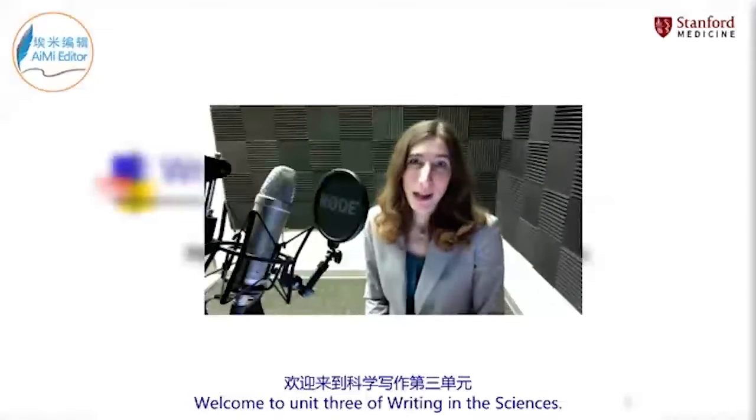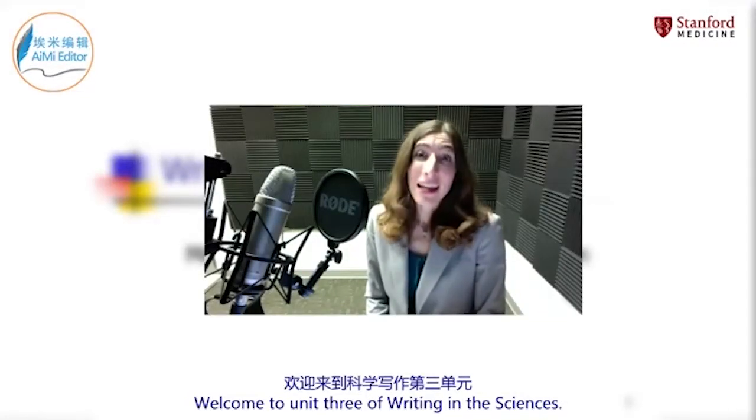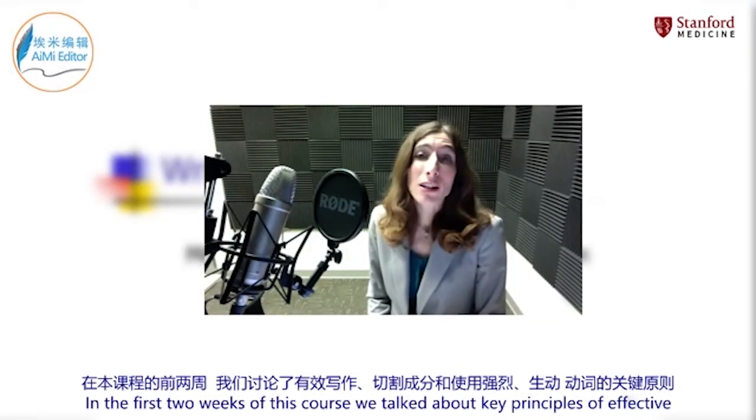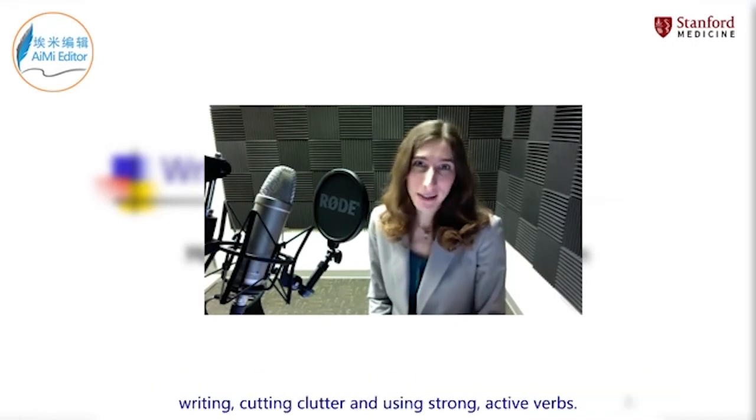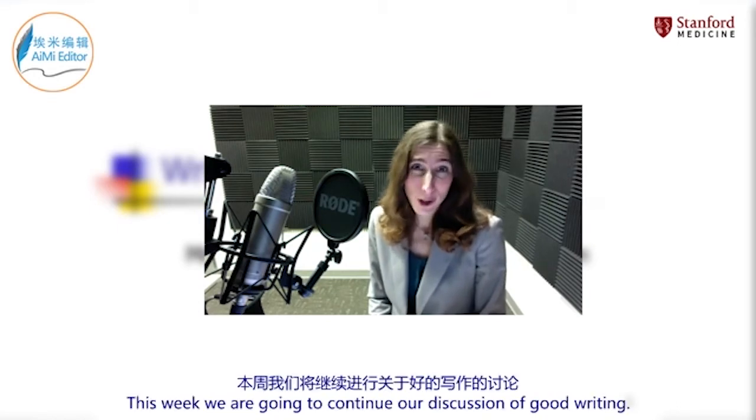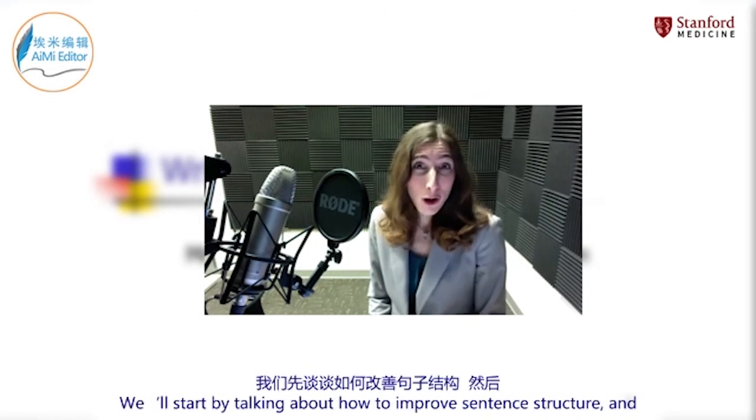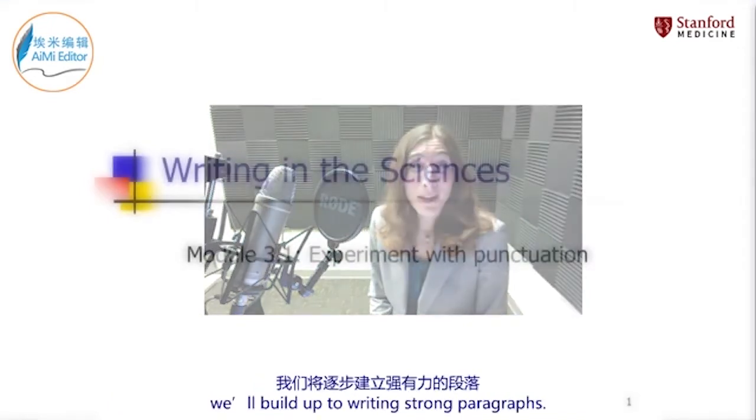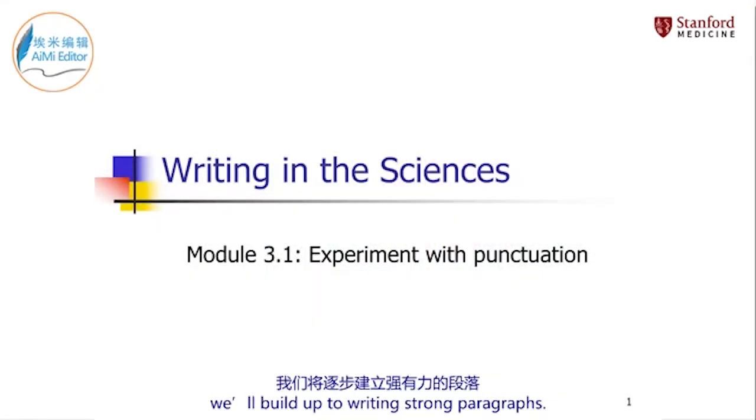Welcome to Unit 3 of Writing in the Sciences. In the first 2 weeks of this course, we talked about key principles of effective writing, cutting clutter, and using strong active verbs. This week, we're going to continue our discussion of good writing. We'll start by talking about how to improve sentence structure, and we'll build up to writing strong paragraphs.